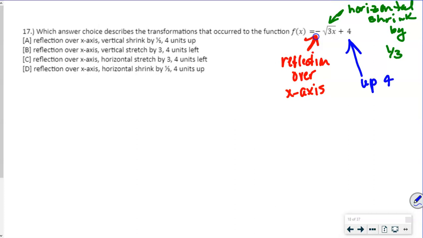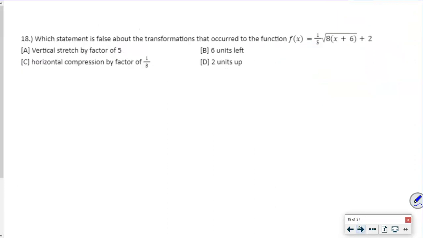Okay, so let's see what we got. Reflection over x, all of them say that. Then we have a vertical, no, vertical, no. Okay, we have a horizontal shrink by 1/3, right? So obviously not that one either. And then we got our up 4, so that checked out. So yep, our answer was D. All right, last one, guys.